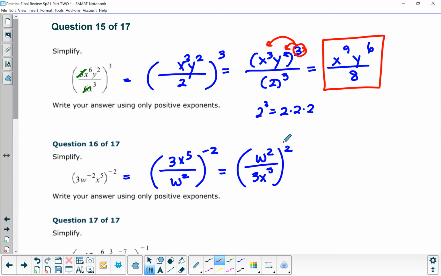Now I am going to square my numerator and my denominator. So in the numerator, I get w to the fourth power. In the denominator, 3 squared is 9. And x to the fifth squared is x to the 10th power.